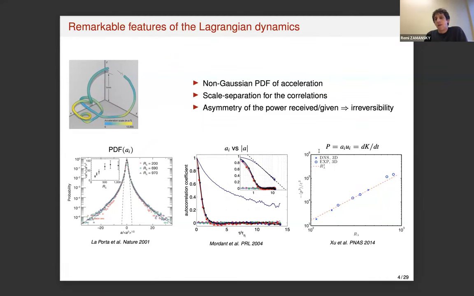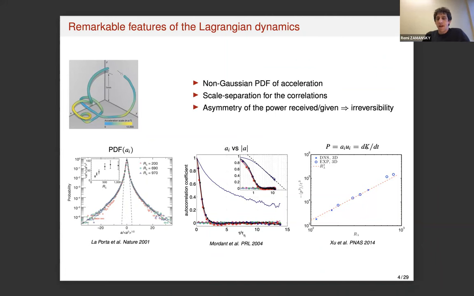Well, a last point to finish at least is the asymmetry that you have between the power that a fluid particle will receive from the environment, from the exchange of energy with all the other particles, and the energy it will give to all the other particles. So that power, as you know, is the rate of work of the force. So it's the scalar product, the dot product, of the acceleration with the velocity. And that power, obviously, is the rate of change of the kinetic energy of that fluid particle.